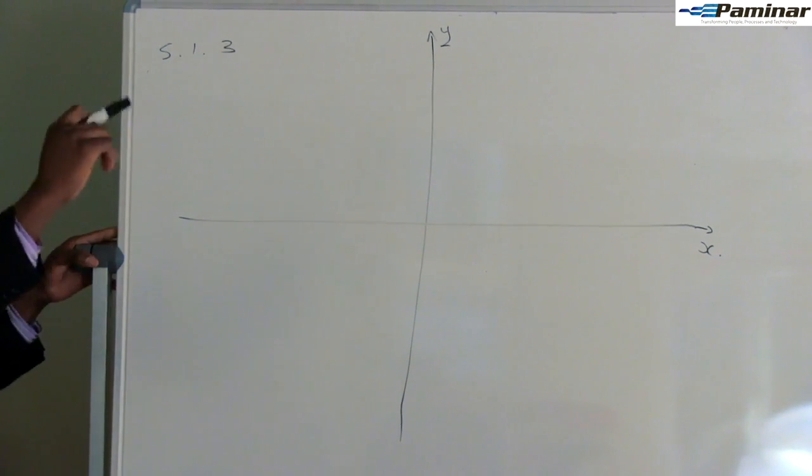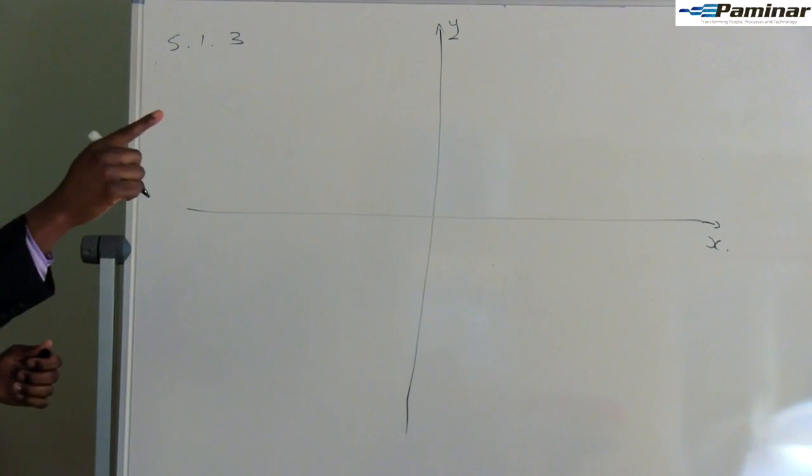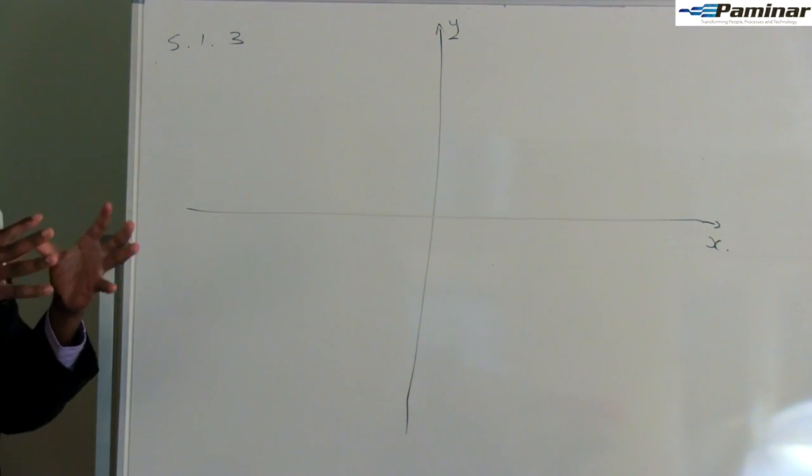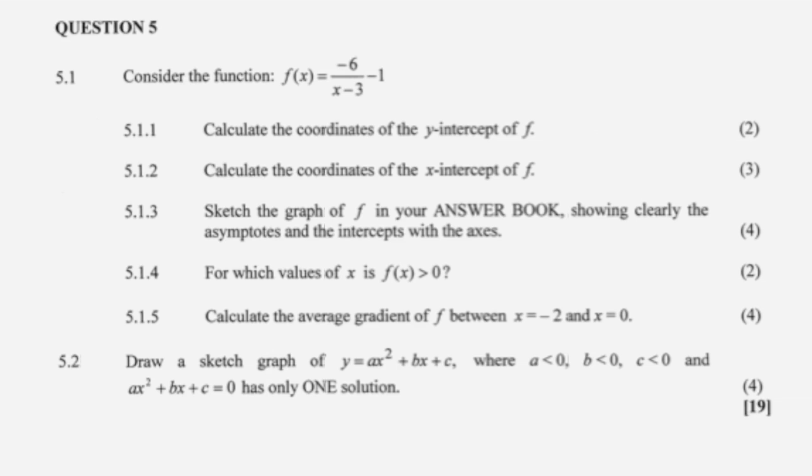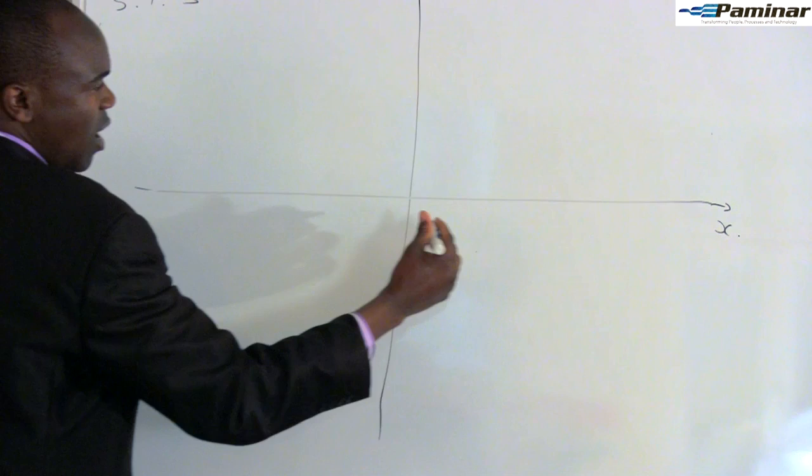By asymptote, we mean the graph that we are going to draw is not going to reach that line. If you look carefully at the question, put 3 there for x. 3 minus 3 is going to be 0, so minus 6 over 0 is undefined. Which means it's not going to touch 3 on the x axis. So we are going to put our 3 on the axis.